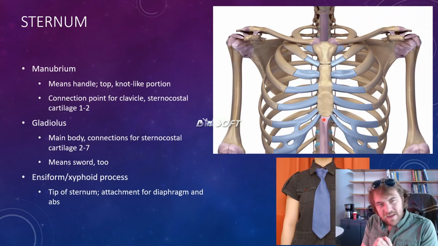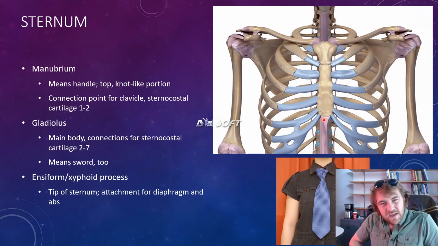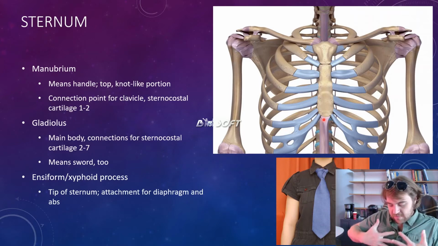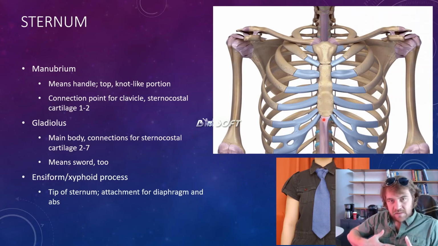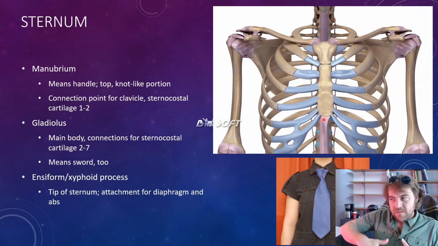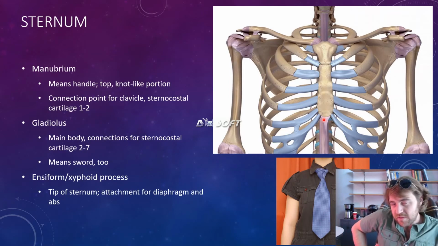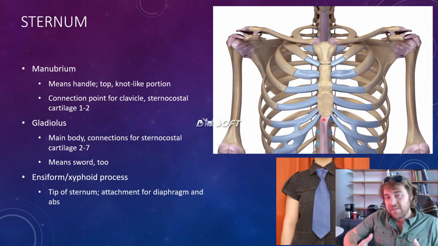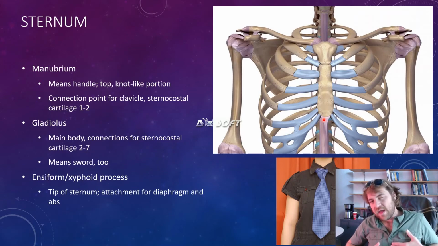The diaphragm connects kind of on the inside of the xiphoid process, so not closer to the outside of your body. The more proximal portion is where the diaphragm connects, and then on the outside, the more distal portion, that's where the abs are going to connect.